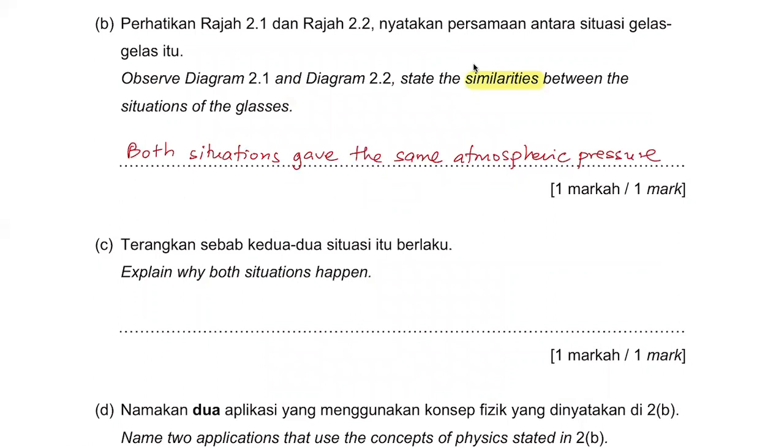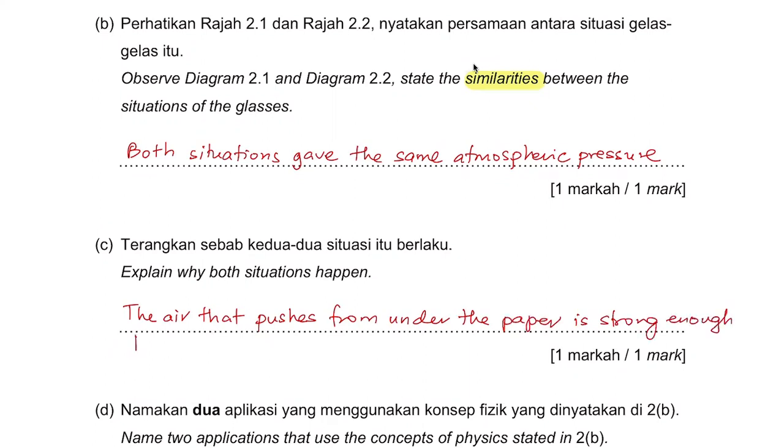All right. Question C, explain why both situations happened. Only 1 mark for that one. Explain why both situations happen. This is because the air that pushes from under the paper is strong enough to overcome the weight of the water that pushes the paper down.